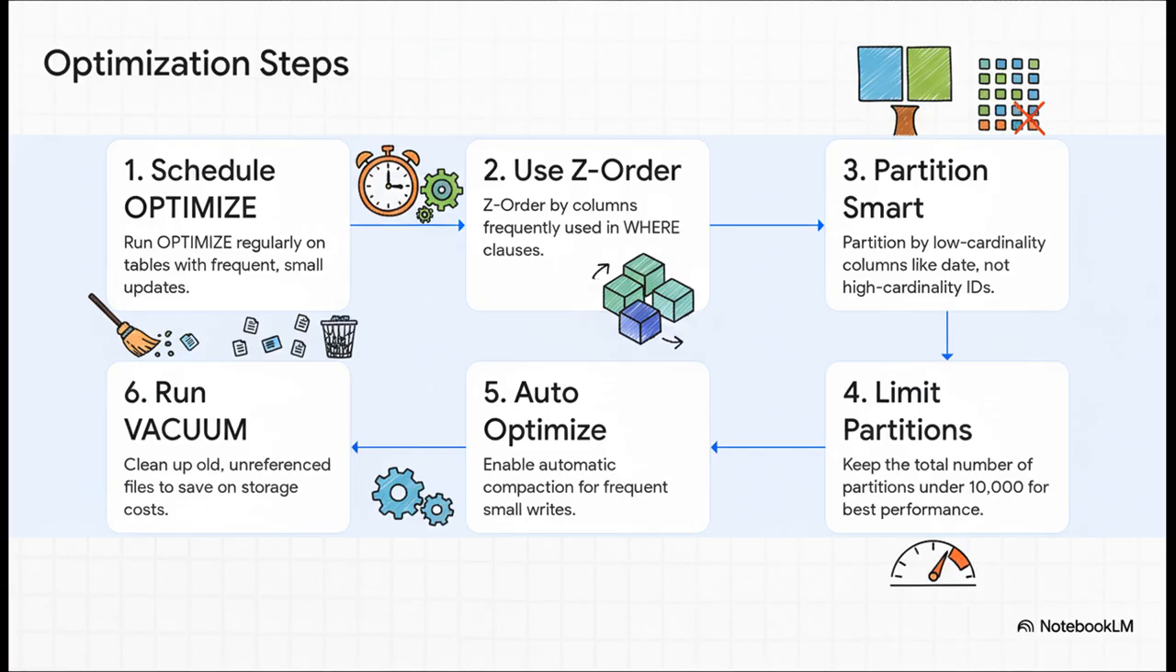Now here's a big one. Don't go crazy with partitioning. Only use it on columns with a few distinct values, like date. Never ever partition on a high cardinality column like a user ID. It will kill your performance. And finally, don't forget to vacuum. It cleans up all the old unreferenced files and saves you real money on storage.